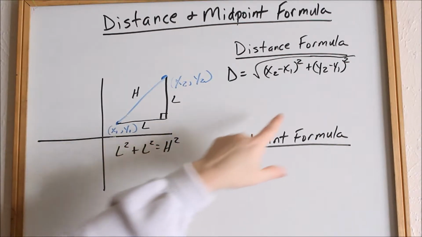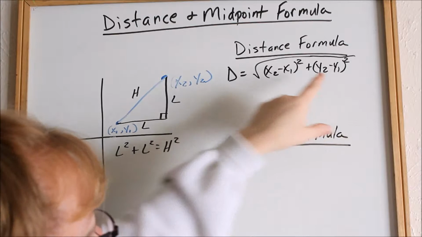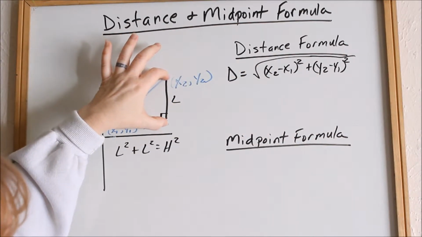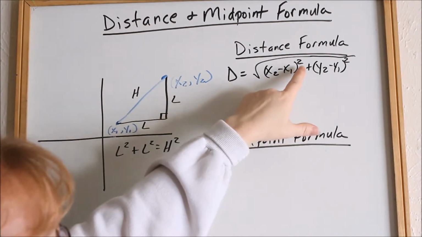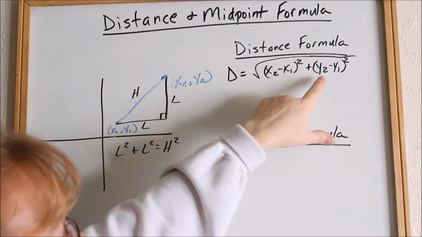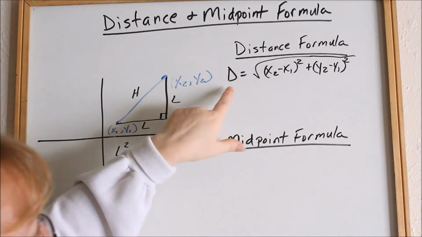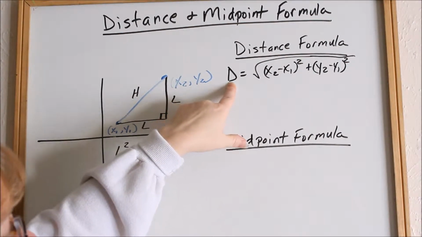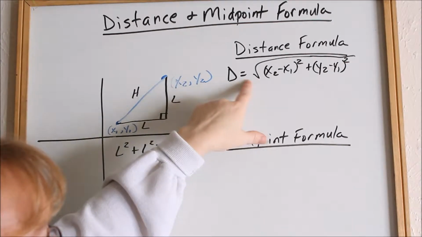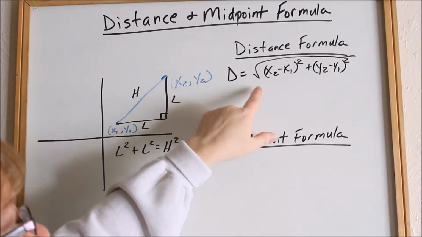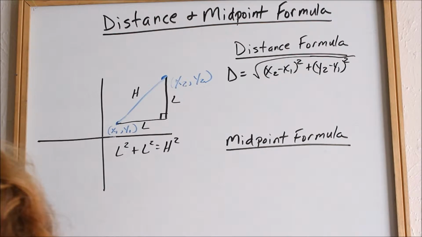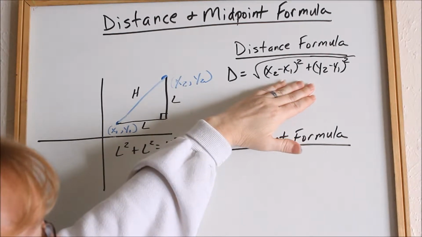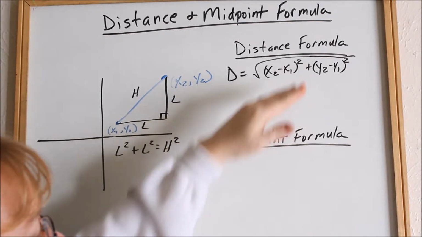Then when I find the difference of my y values, I am finding the length of this leg in the y direction. This is like leg squared plus leg squared, which would have equaled h squared, but to solve for h, you take the square root of both sides, and that's where the square root comes from. So the distance formula comes from the Pythagorean theorem. This is how you can find the distance between 2 points.